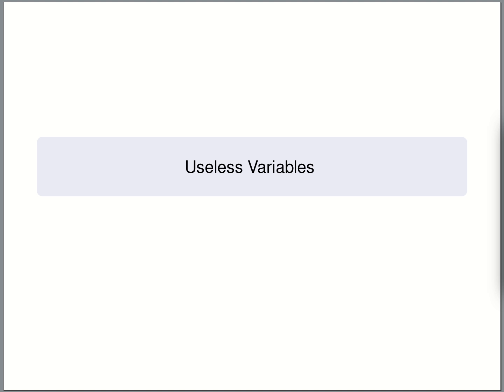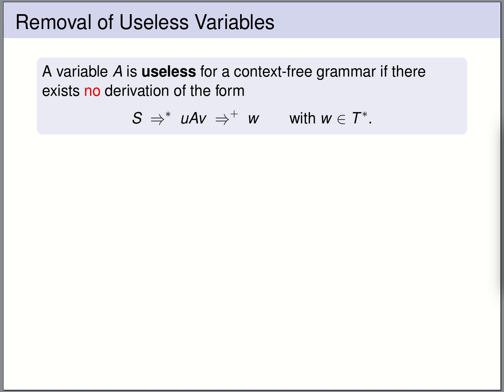So the first step of LL parsing is the removal of useless variables. A variable A is said to be useless if there exists no derivation from the starting variable to a terminal word that uses the variable A. So if A is never appearing in a derivation from the starting variable to a terminal word, then this variable is useless. You can drop it and you can drop all the rules that contain A without changing the language generated by this context-free grammar.